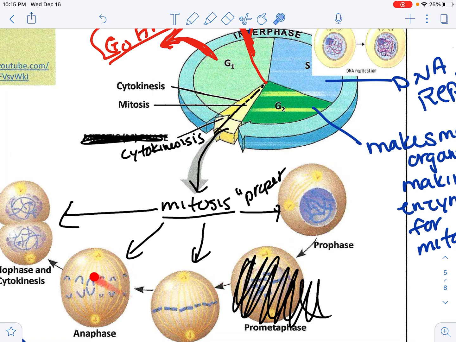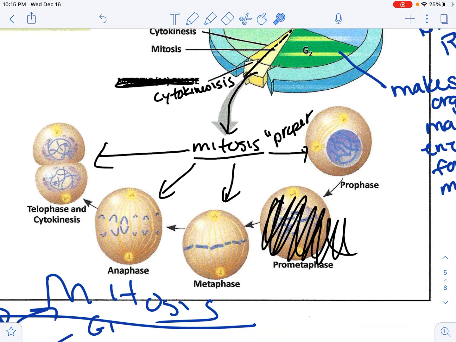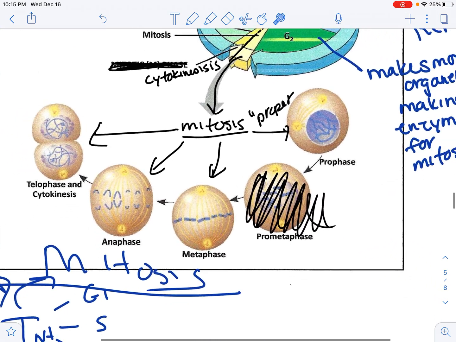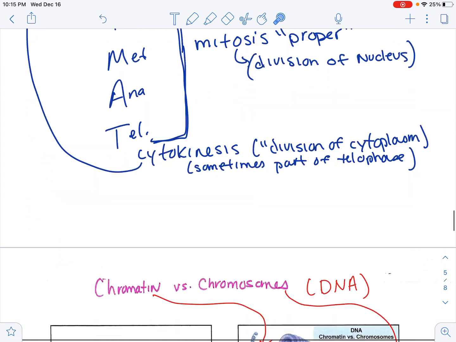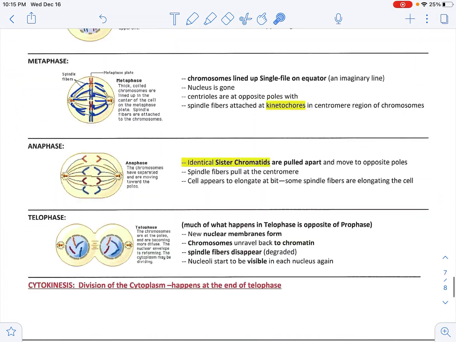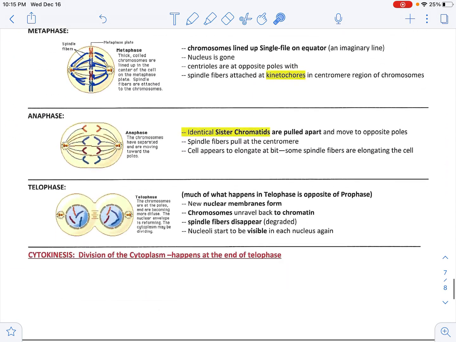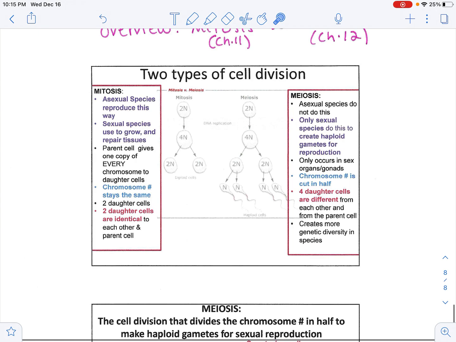So notice that this part is a very small slice of time. And you need to be able to recognize cells in each phase. These cartoon ones are easy. Kind of study these cartoons. You should be able to recognize a cell in each phase.